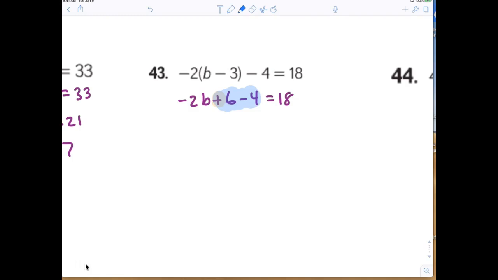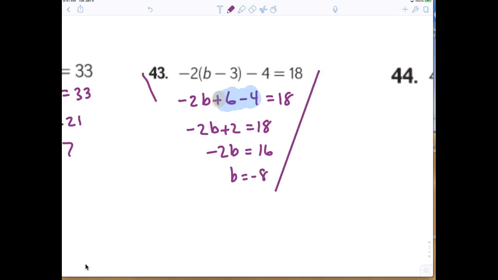All right. Now, when we combine terms, I end up with negative 2b plus 2 equals 18. Is everybody happy with that? And so now, negative 2b equals 16. So b equals negative 8. That is what is on your paper. That's how your equation is supposed to flow. Just like that. Nothing less.